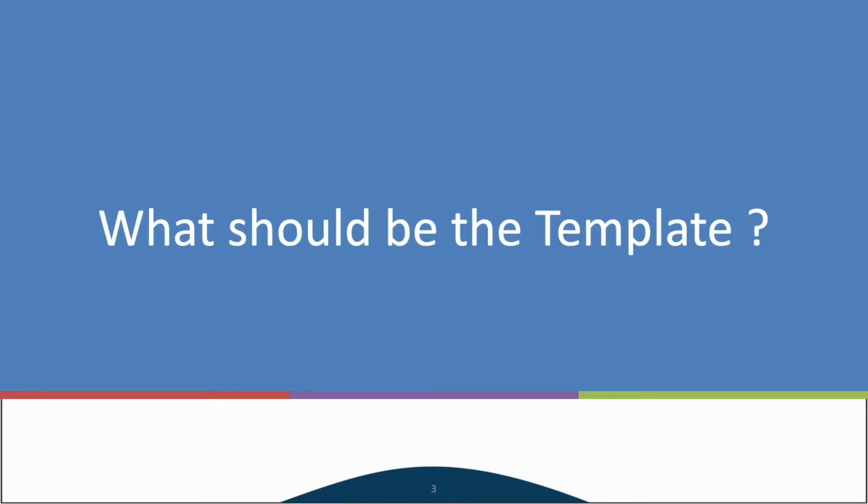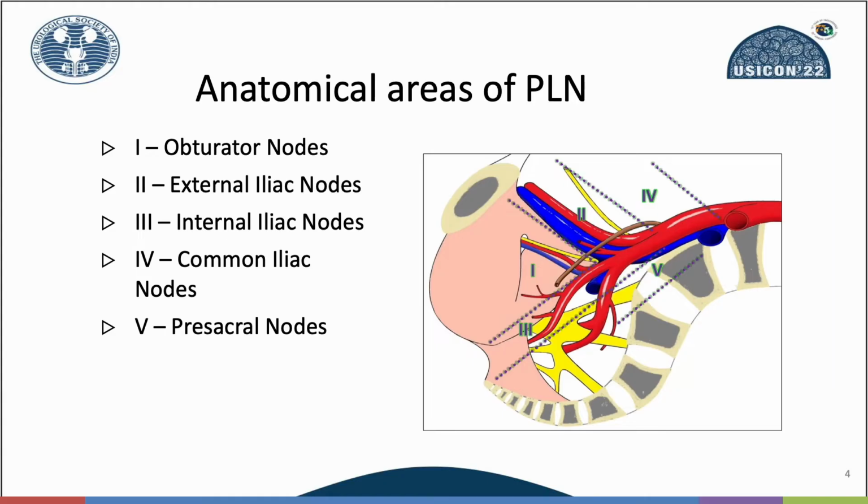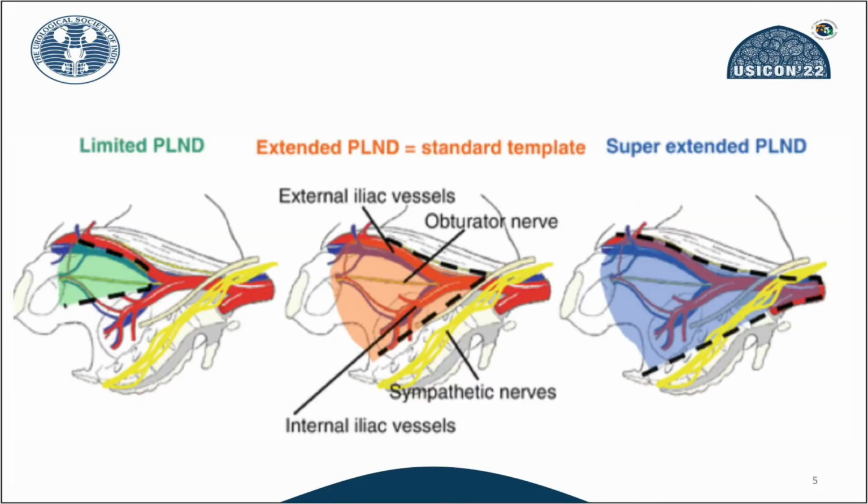So what should be the template for lymphadenectomy? Anatomical areas of pelvic lymph nodes are divided into 5 groups: obturator, external iliac, internal iliac, common iliac, and presacral nodes. There are quite a few different types of lymphadenectomy done in cancer prostate: the limited pelvic lymph node dissection, where only the obturator nodes are removed, the extended lymph node template, and the superextended lymph node template. All of them vary according to the extent and the number of lymph node groups removed.